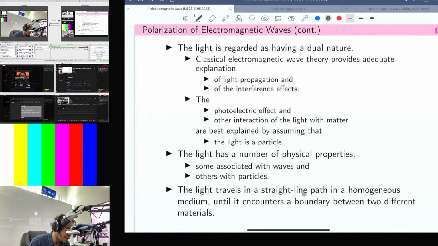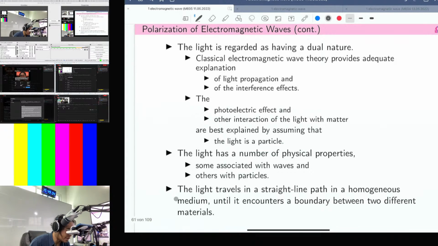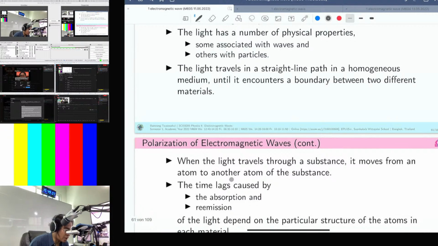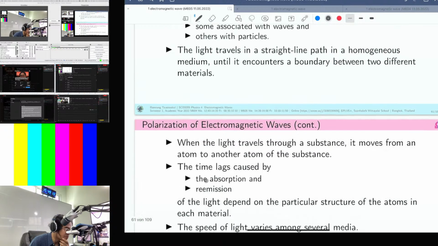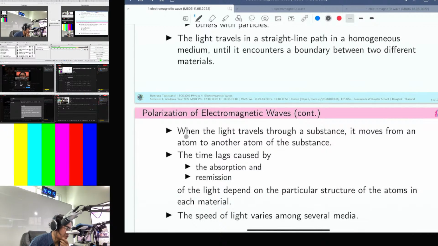The light travels in a straight line path in a homogeneous medium until it encounters, until it is faced with a boundary between two different materials. Here we come to the next topic, which is called deflection, I think. Deflection. When the light travels through a substance, it moves from one atom to another atom of the substance, right? And the time lags caused by the absorption and re-emission of the light depend on the particular structure of the atoms in that material.